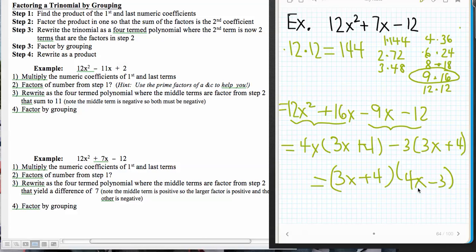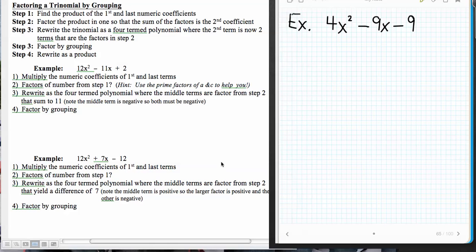4 times 3 is 12, and then outside is a negative 9, inside is a positive 16. 16 minus 9 is 7, and it's positive, and then 4 times 3 is a negative 12. That checks out. So this is indeed our solution to this particular trinomial.